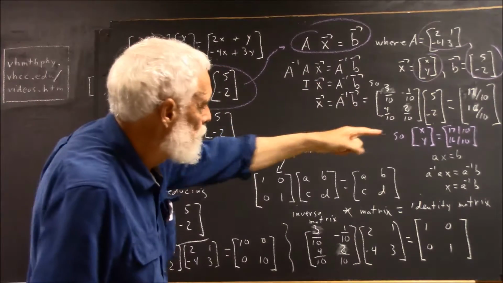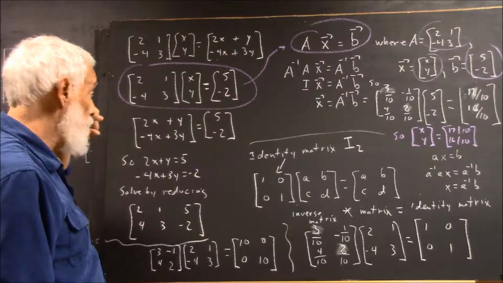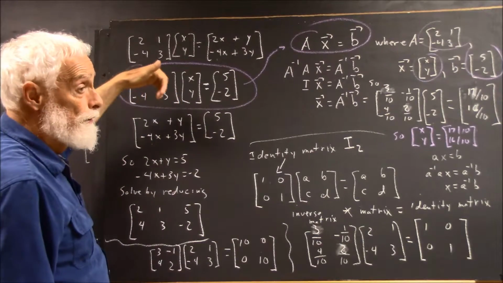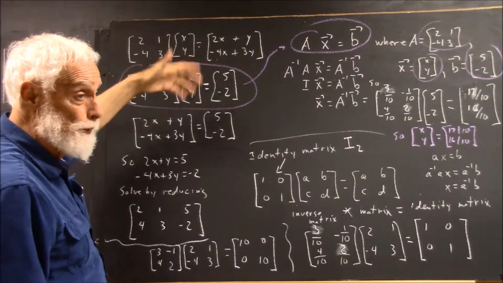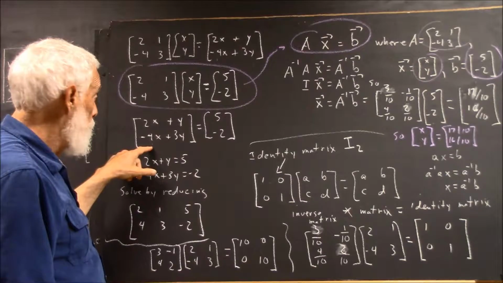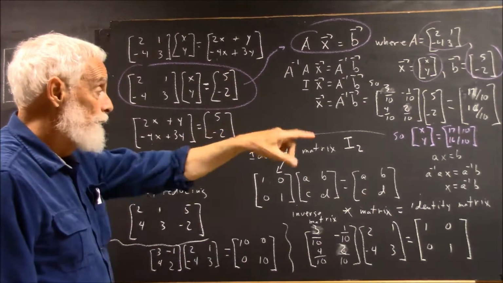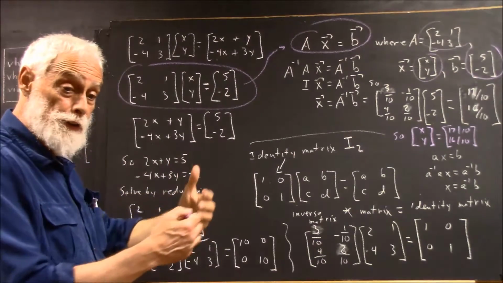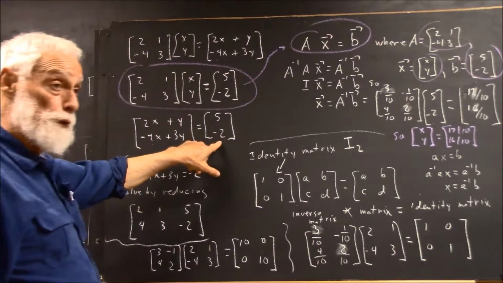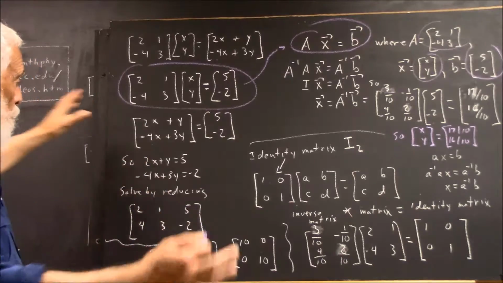So we plug this value of x in here, 17/10. Multiply it by 2, we get 34/10. Y is 16/10. 34 and 16 is 50, so we get 50/10, which is 5. Then -4 times 17 is -68. 3 times 16 is 48. -68 and 48 is -20, so we get -20/10, which is -2. Bingo, it worked.